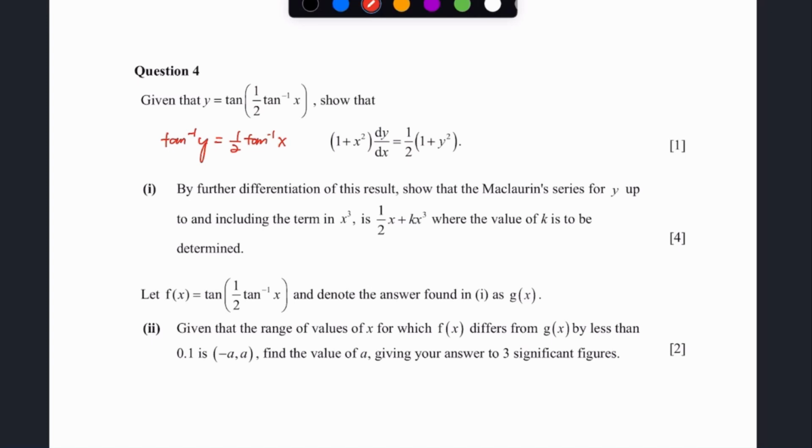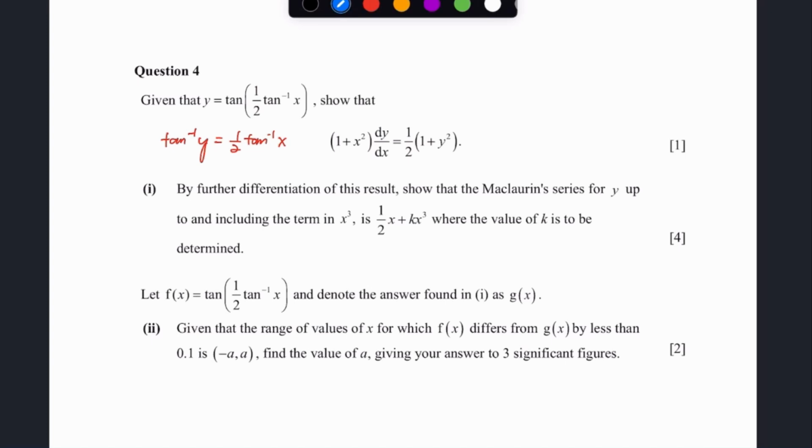Come, let's log in. Otherwise I'm not doing you justice. Also, you don't have to come. Yeah, but okay. So we need to differentiate a few times. We go up to x cubed and then we find that term.